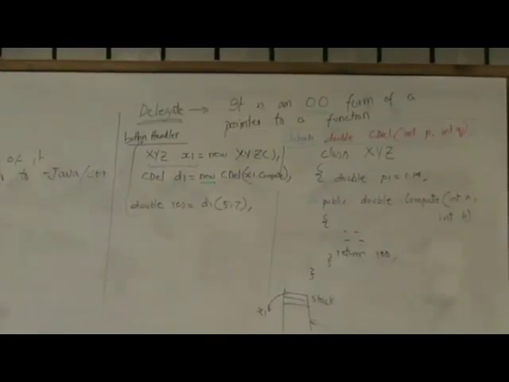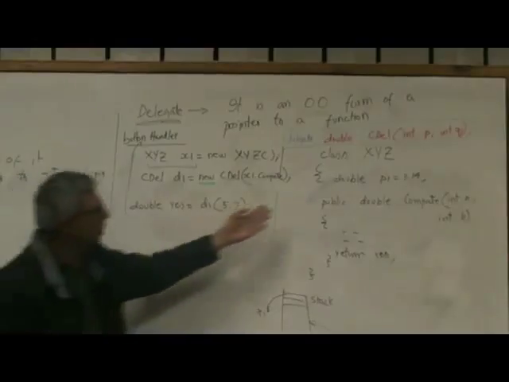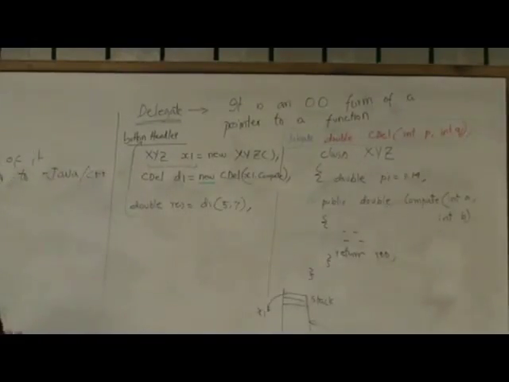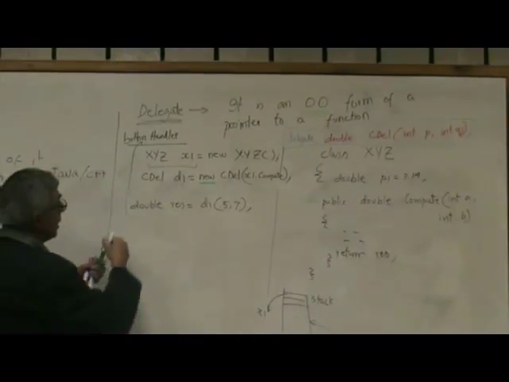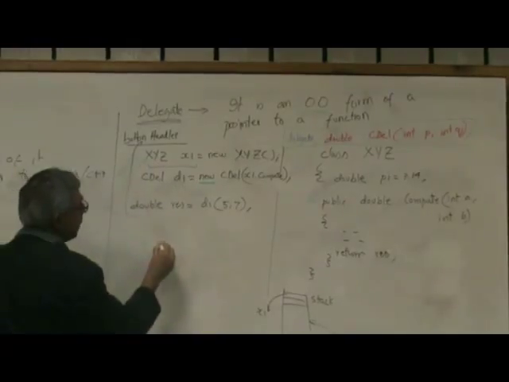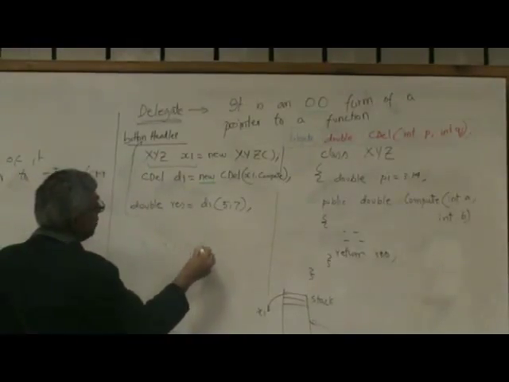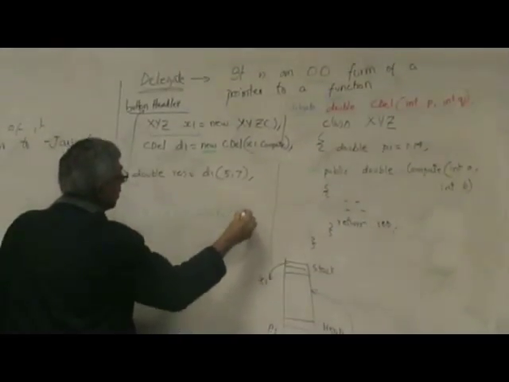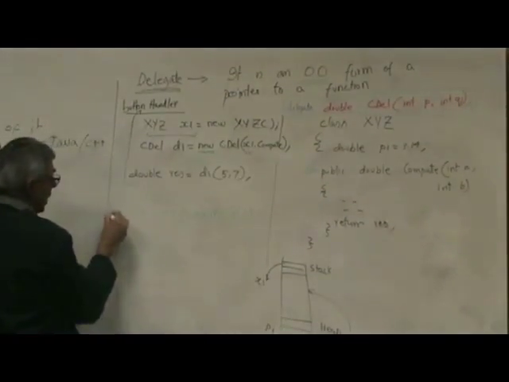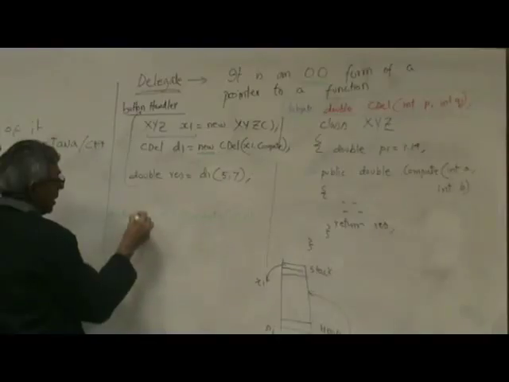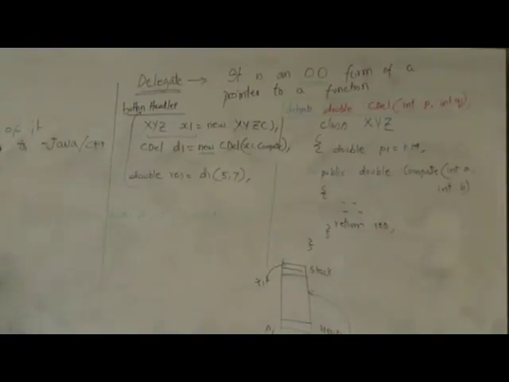Once you learn this concept, the natural question that will come to your mind is, it seems like a useless thing, because if the goal was to call this function, why even create a delegate? As soon as you create this, why can't we simply say x1.compute 57? It will do the same thing. Everybody agrees? Yes. So why even create a delegate?